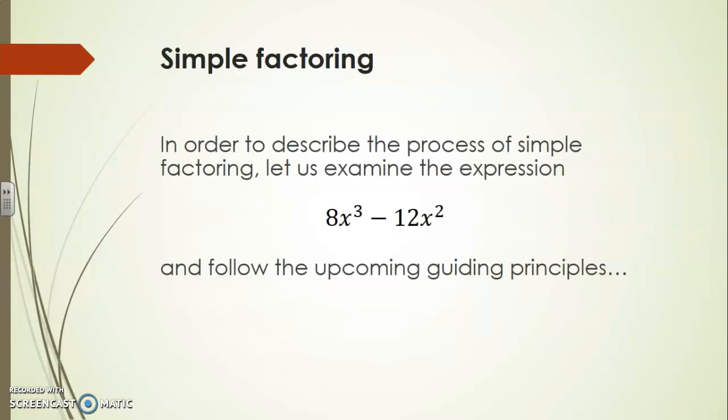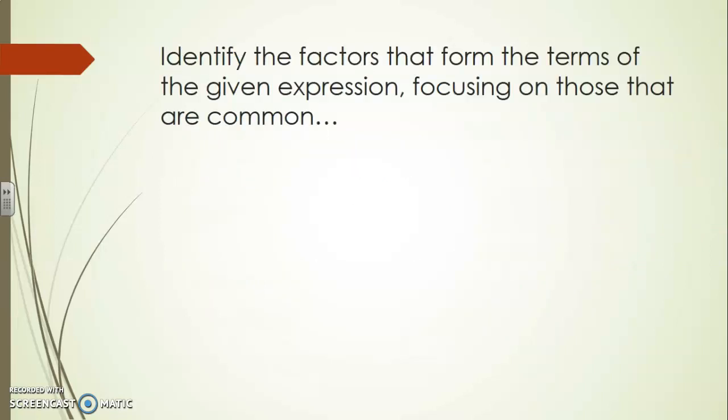In order to describe the process of simple factoring, we're going to examine the expression 8x cubed minus 12x squared. And we're going to follow some guiding principles that will lead us to a complete factored form. First step would be to identify the factors that form the terms of the given expression, focusing on those that are common.